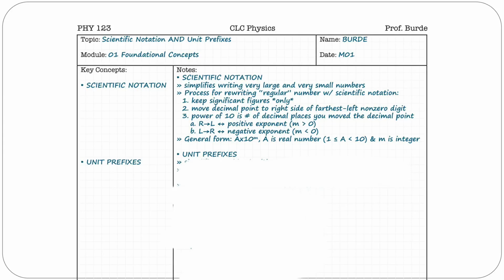Scientific notation is a method for rewriting very large numbers and very small numbers in a more compact way. These very large and very small numbers have a lot of zeros as placeholders to tell us how large or how small the number is, and scientific notation is a way for us to avoid having to write all of those zeros over and over again.